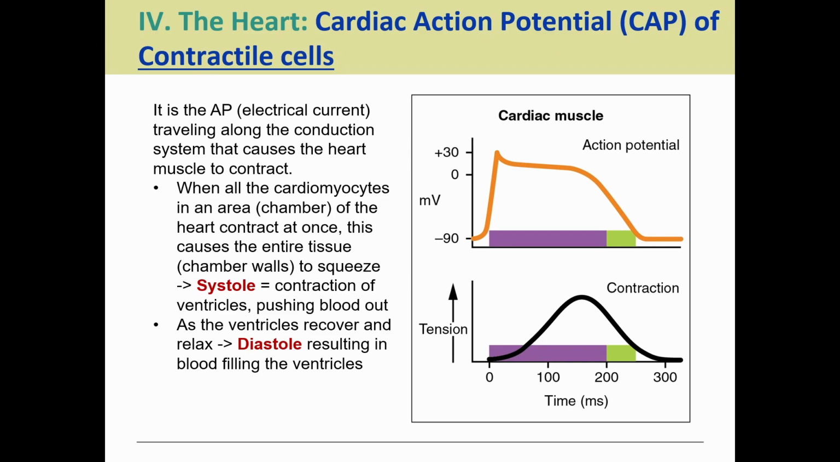So that action potential, it's traveling along that conduction system that tells the heart muscle to contract. When all of the cells, what we call cardiomyocytes or cardiac muscle cells, contract together, this causes the entire chamber to squeeze. So this is how we can have that patterning, so that the atria contract, we have the brief pause, and then the ventricles contract together. Systole is going to refer to ventricle contraction. And then as the ventricles recover and relax, we call this diastole, which is when the ventricles refill with blood.